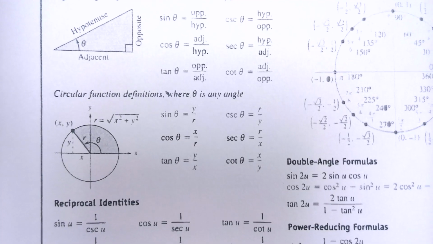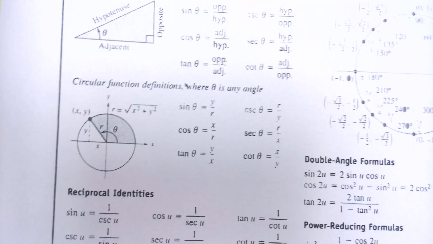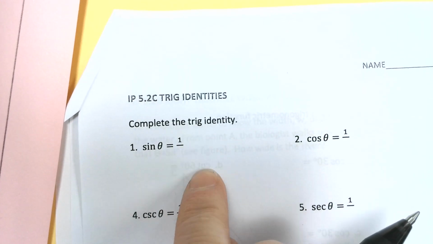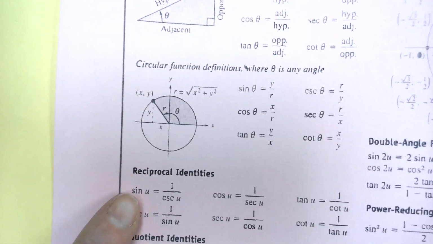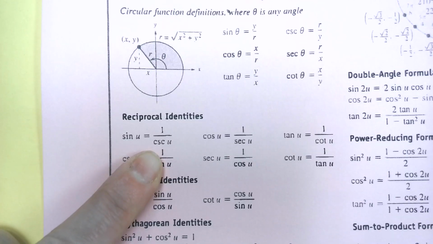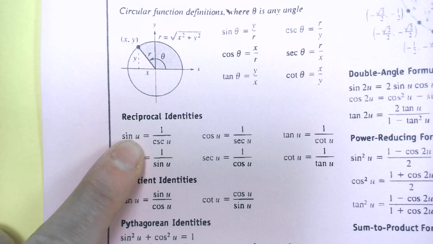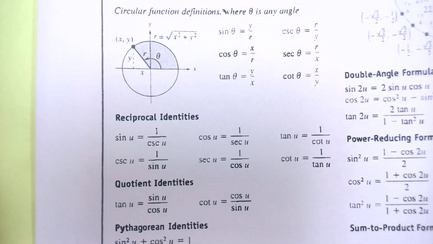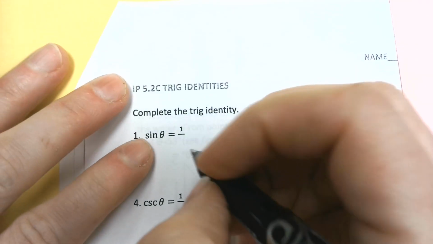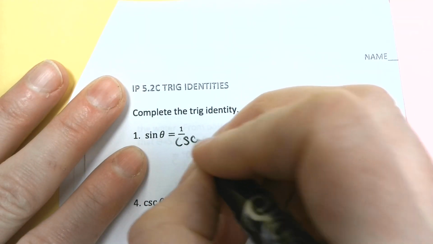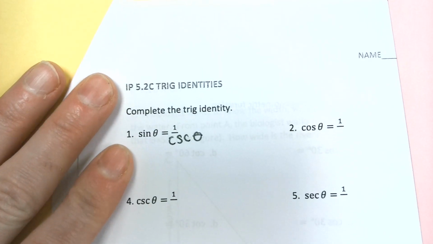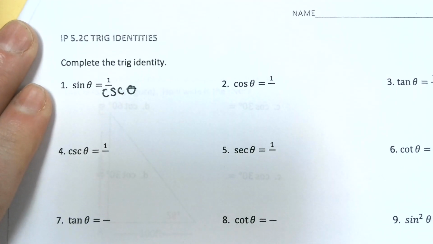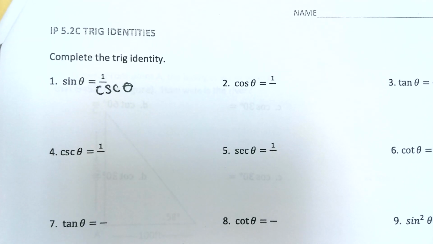Okay, so let's look at the trig identity. So we'll look at the first one. Sine is 1 over, right here, cosecant. See how it says u and this one says u? U is just your angle. So whatever the angle is, you continue with whatever that angle is. This one's just theta. So cosecant theta. All right, so you should be able to do those.